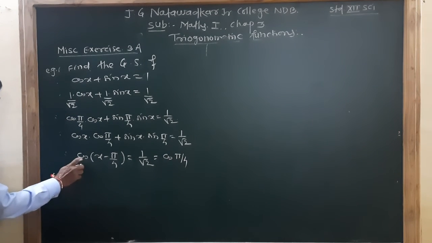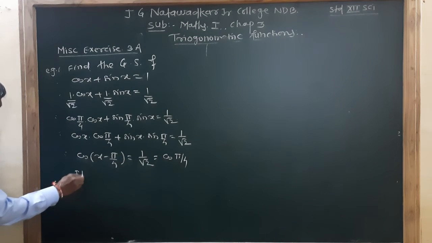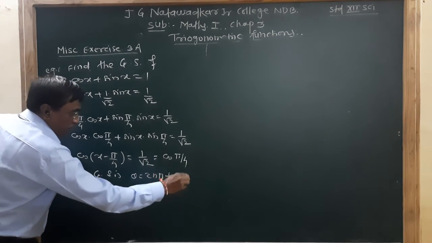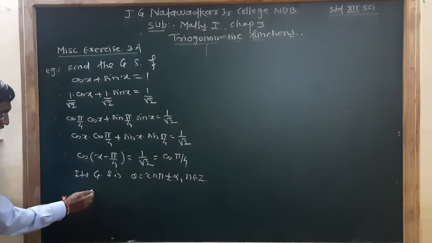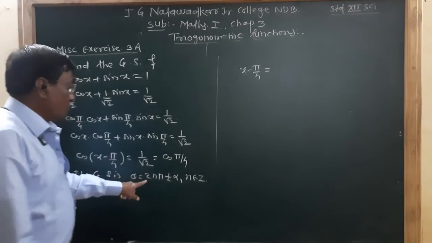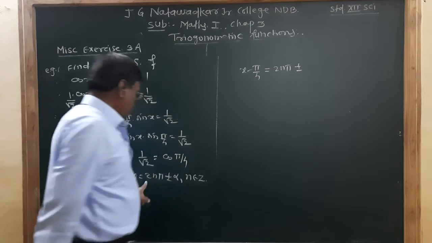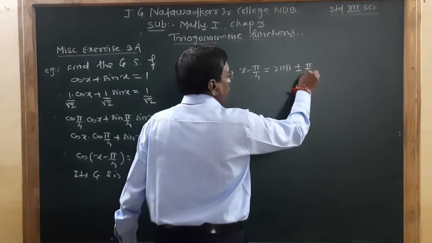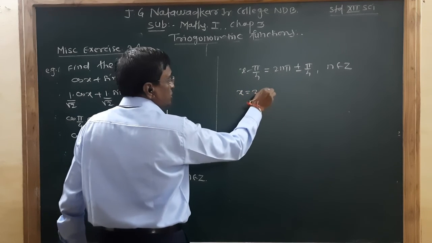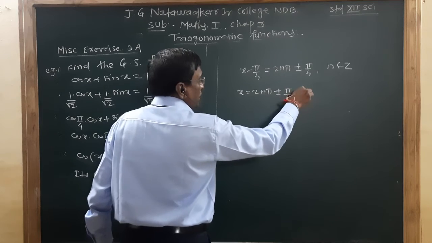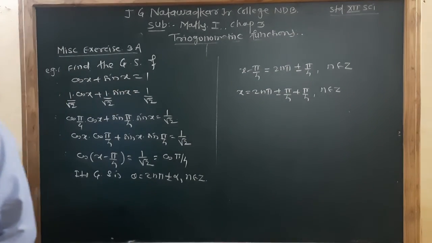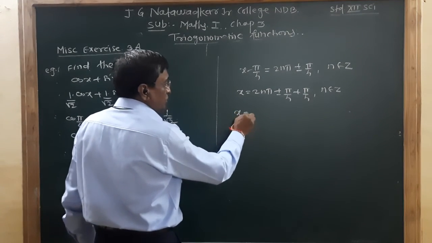And therefore here you get the relation cos theta is equal to cos alpha, and its general solution is theta is equal to 2n pi plus or minus alpha, as n belongs to Z. So compare: we have x minus pi by 4 as theta, which is equal to 2n pi plus or minus alpha, where alpha is pi by 4, as n belongs to Z. Now transfer the minus pi by 4, so we get x is equal to 2n pi plus or minus pi by 4 plus pi by 4, as n belongs to Z, and by simplifying this you get the required answer.